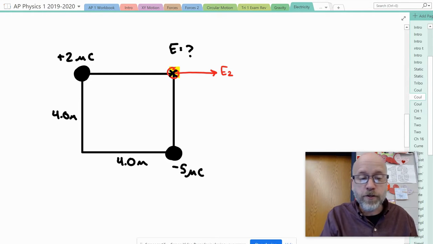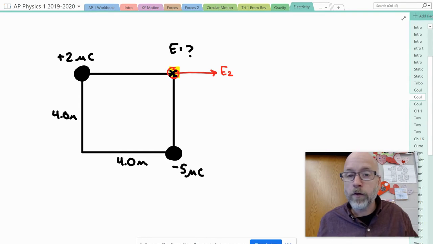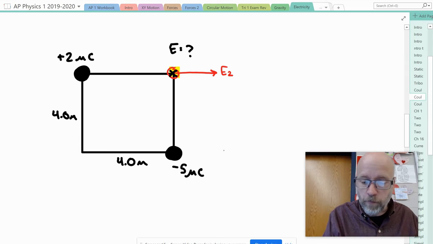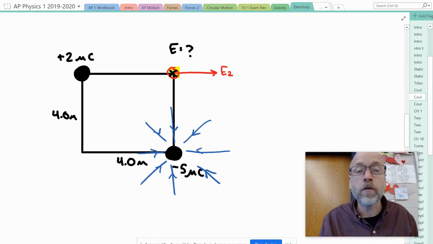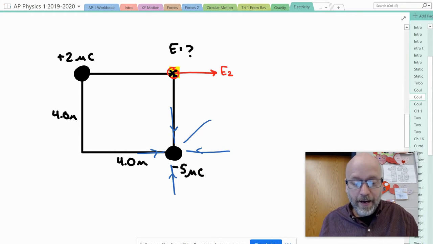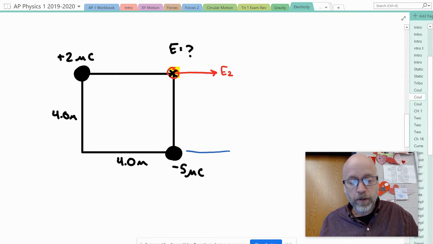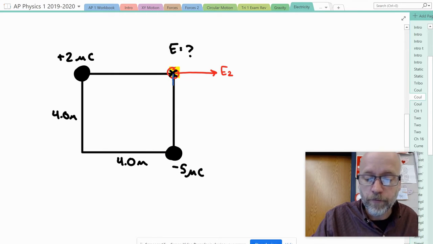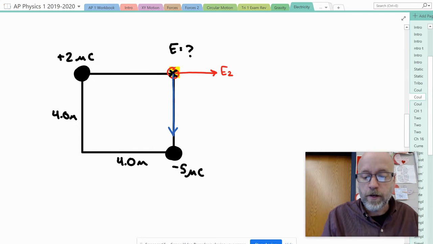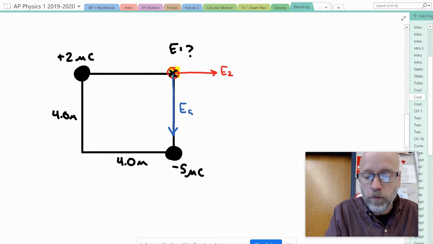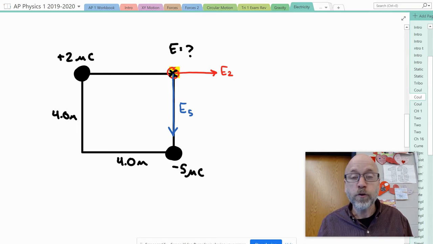Now, for the negative 5 charge, we know that electric field lines point towards the negative charge. So field lines pointing in all directions. But again, we don't care. What we care about is the electric field line at X, so that if something were placed there, it would experience a force. Now, that electric field is going to point straight down and be equal to E5. I now have 2 vectors, tail to tail, that I can use. I can solve for the electric field from each one, add them together as a vector, and here we go.